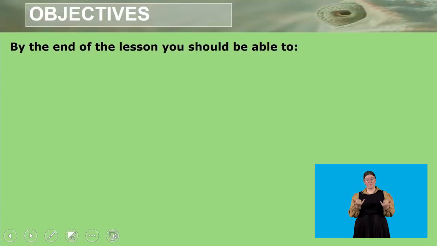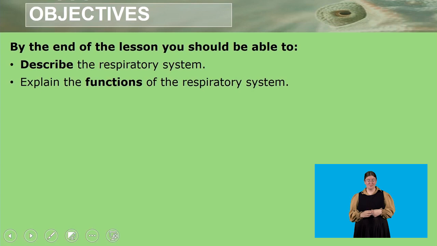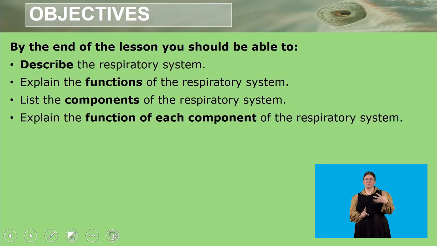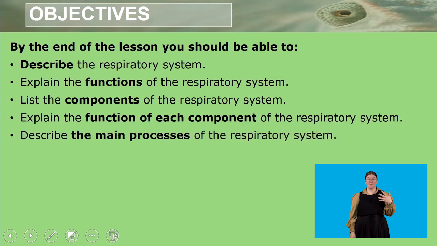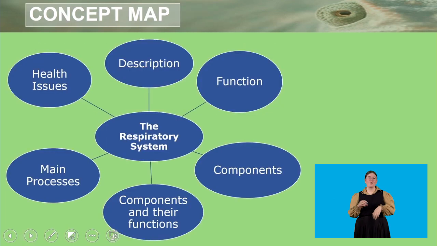As we move on to today's lesson, at the end of the lesson, you will be expected to describe the respiratory system, explain the functions, list the components of the respiratory system, explain the function of each component of the respiratory system, describe the main processes, and lastly, identify and explain the health issues related to the respiratory system.